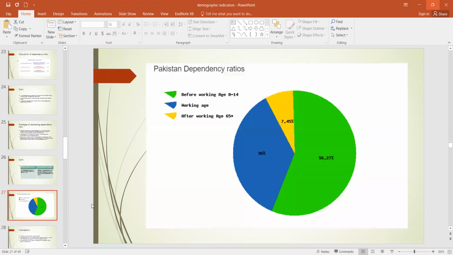This is the Pakistan dependency ratio. In this diagram, you can see that the age group of 0 to 14 years, in which children come, is almost 56.27%. The working age group is only 36%, and 7.45% are those people who are retired and above 65 years of age.